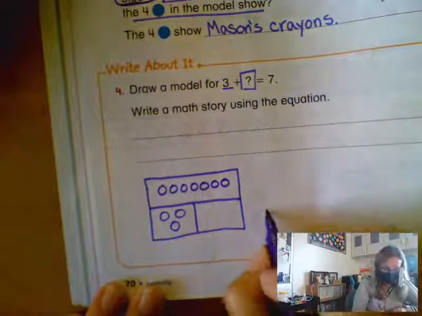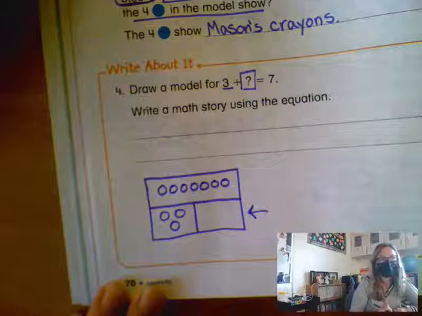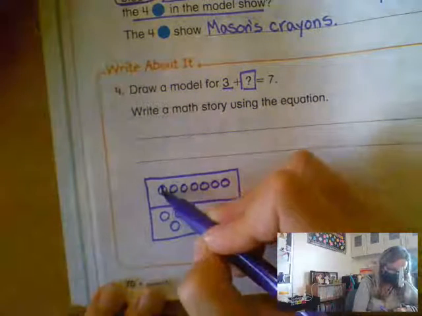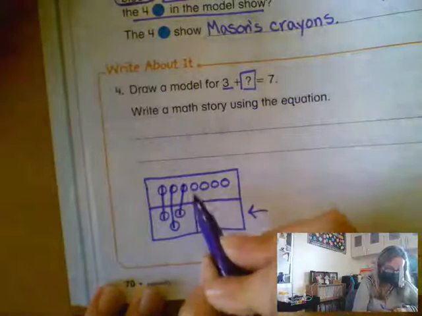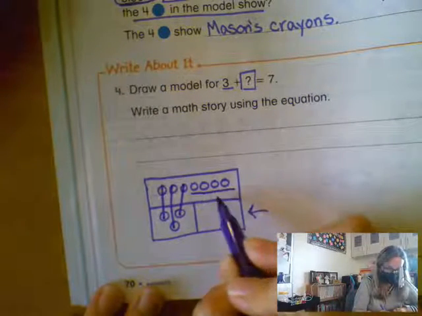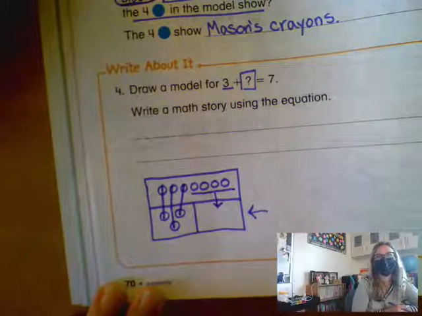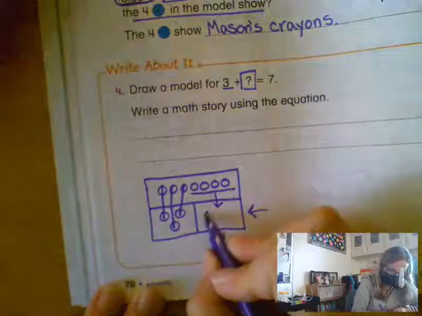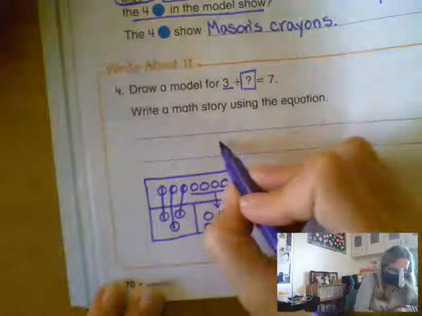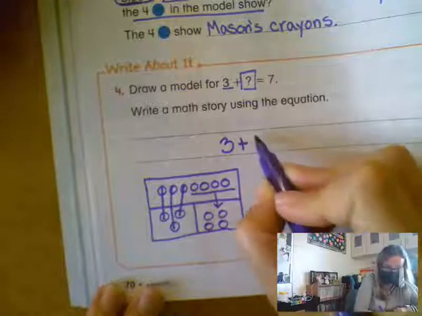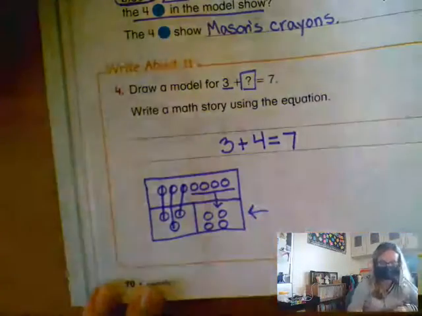Now we have to solve for this other part. So watch what I'm going to do. I'm going to connect. There's 1, there's 2, there's 3. How many now are left to put in this side? Johnny? 4. So 1, 2, 3, 4 is my missing number. 3 plus 4 equals 7.